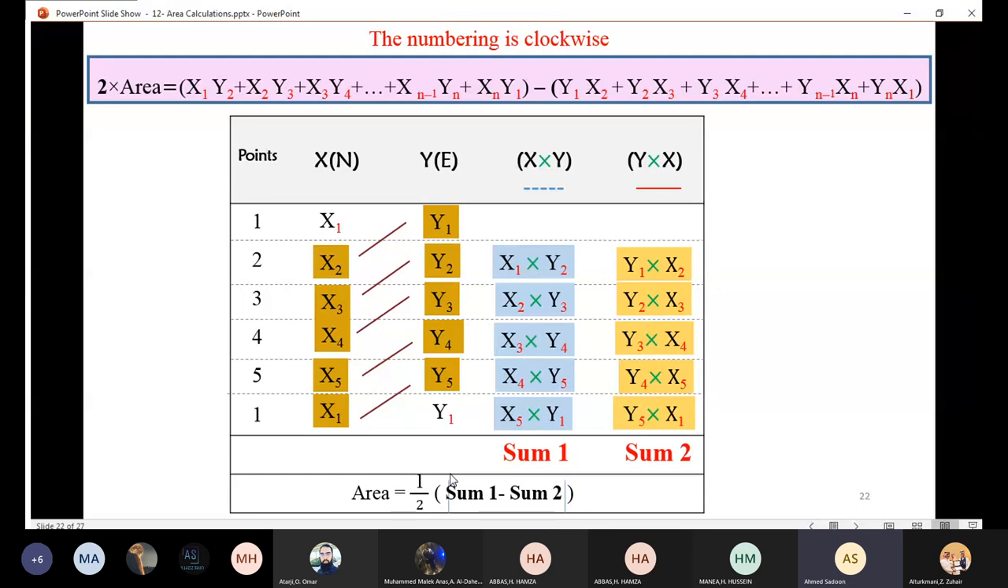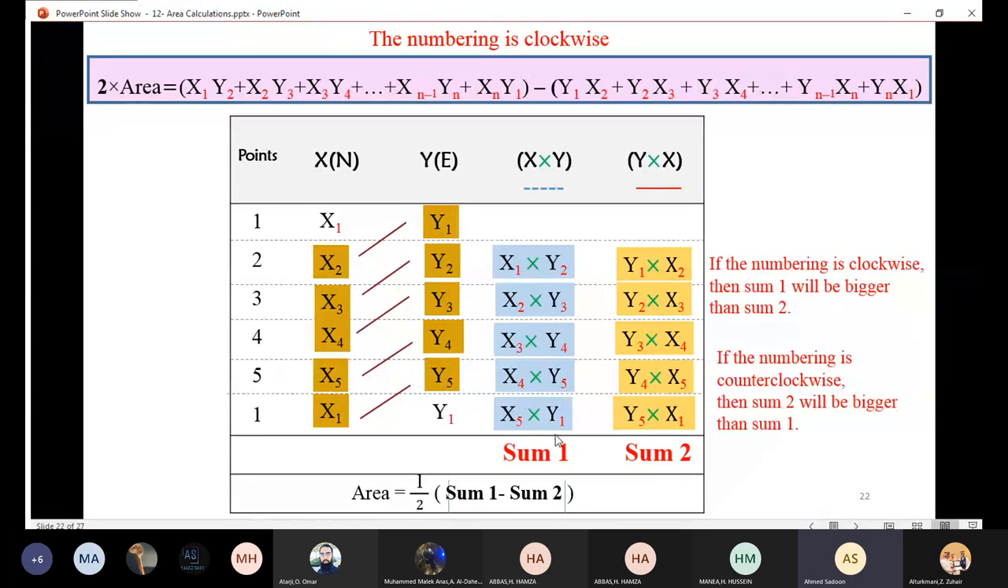So always remember this. If the numbering is clockwise, then summation 1 will always be bigger than summation 2. If the numbering is counterclockwise, then summation 2 is going to be bigger than summation 1. Okay, so in either case, you are going to take the absolute value. Don't worry about this, but it's going to be like a check for you. So we are going to use this method in order to determine the area. If you can memorize it, okay. But I don't think this is going to work for you, so it's better to use this table.